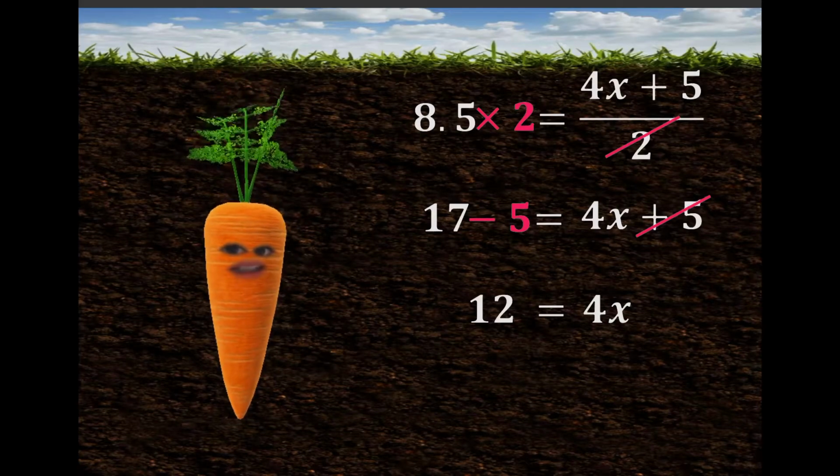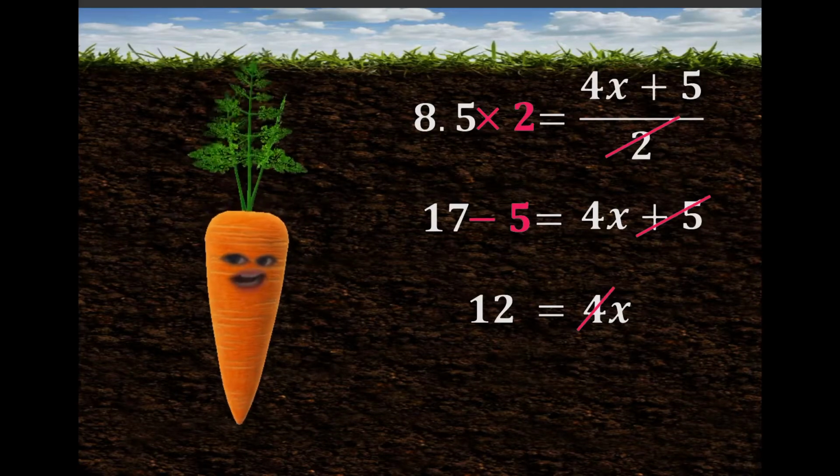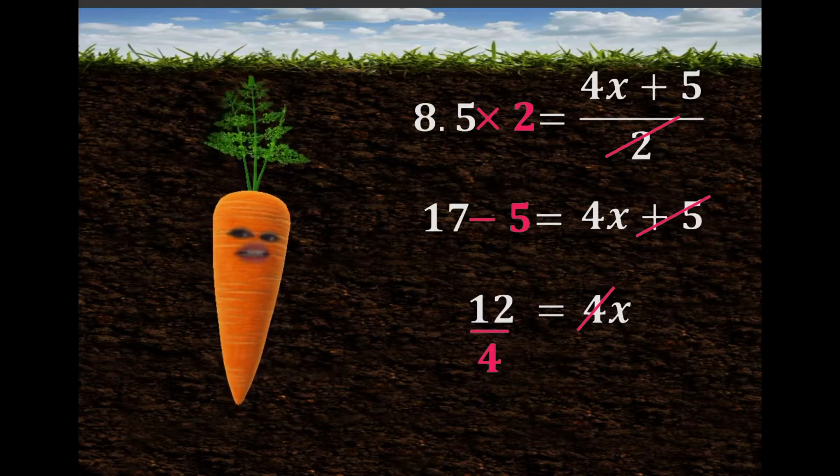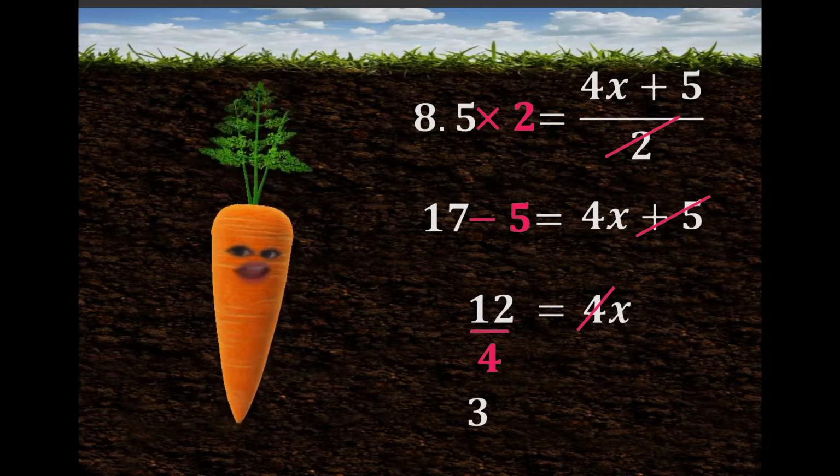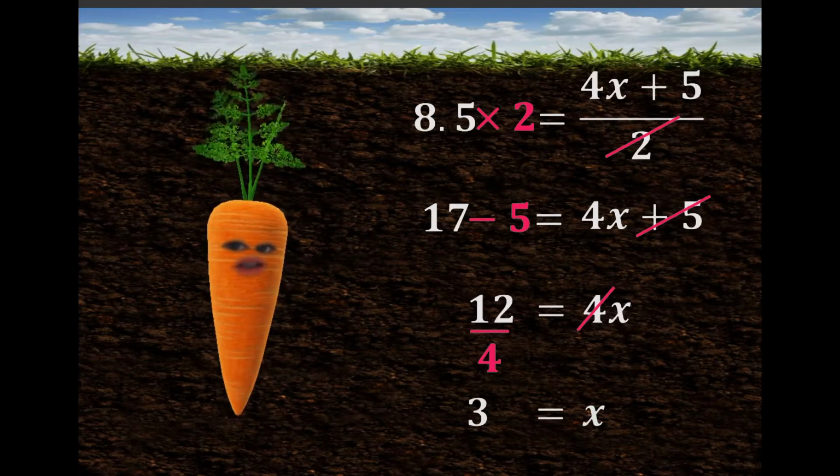4 times x, the opposite of 4 times x is dividing by 4. So 12 divided by 4 is 3. So x equals 3.